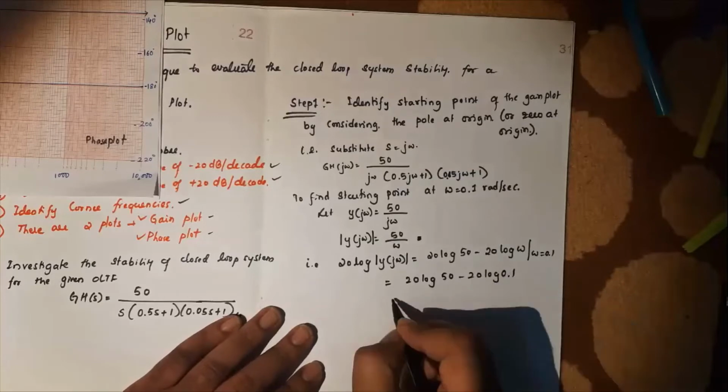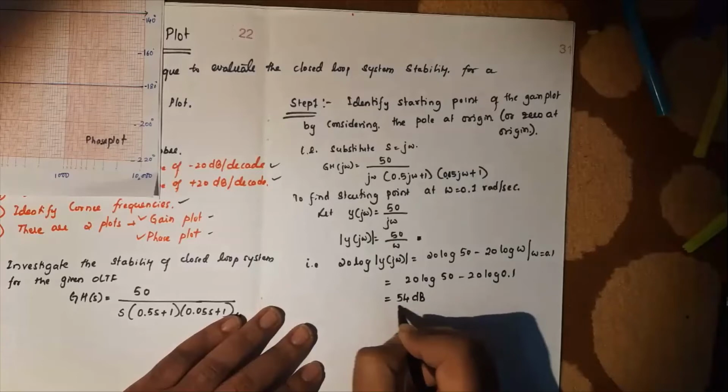What is this value? Use your calculator, please. 20 log 50 minus 20 log 0.1. This is equal to 54 dB. So 54 dB is the starting point for the gain plot.